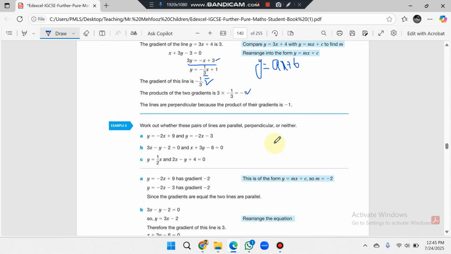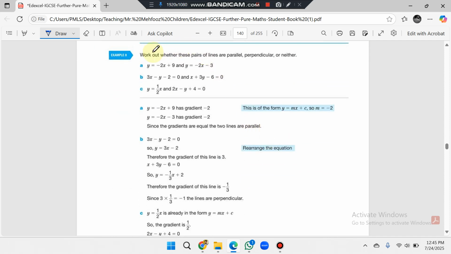Yes. Next one is example 8. Work out whether these pairs of lines are parallel, perpendicular, or neither. So we have to calculate the slopes of all lines. What is the slope of this line? That is minus 2. What is the slope of this line? That is also minus 2. So if the slopes are the same, you can say that the lines are parallel, right?